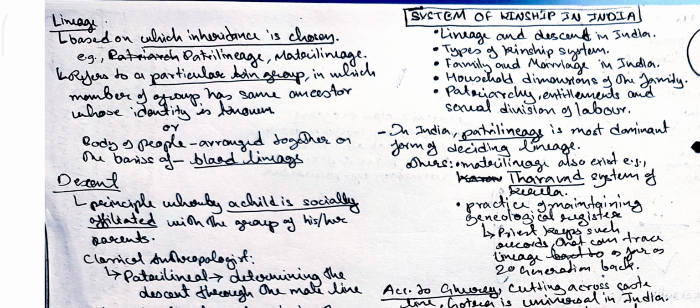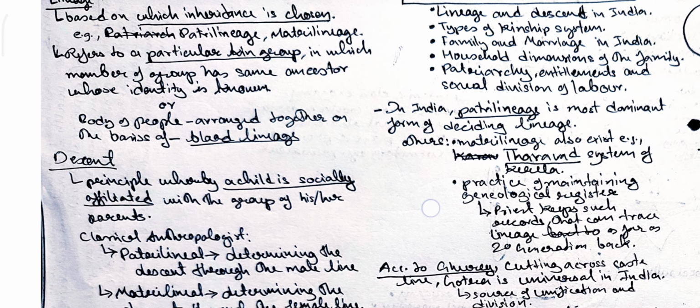Okay, so lineage is based upon inheritance, on whichever inheritance is chosen. For example, there is a patrilineage or there is a matrilineage. Lineage refers particularly to a group in which the members share the same ancestor whose identity is known, or a body of people arranged together on the basis of blood lineage.